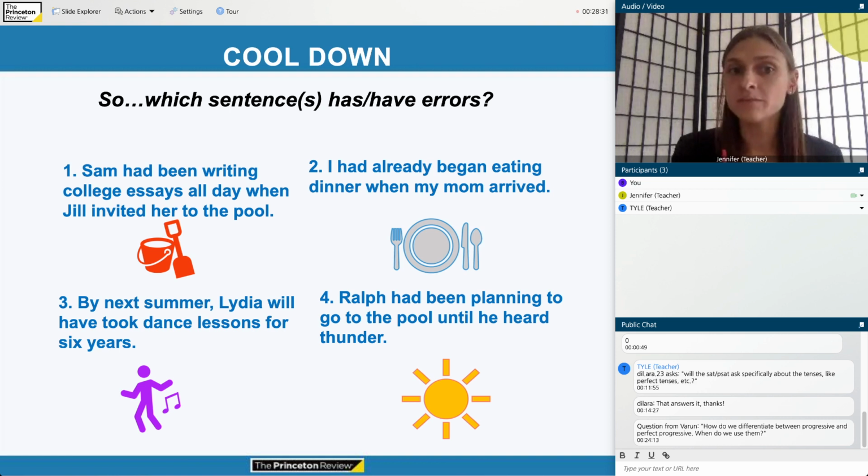This one is going to be okay. It's something that Sam had been doing. Sam had been writing. So what tense is that? You've got the had, and you've got the past participle form, and you've got a present participle, writing. So what is that tense?